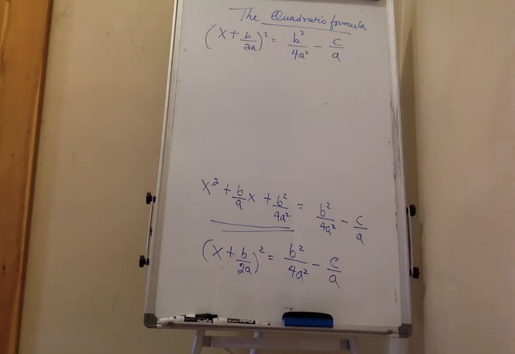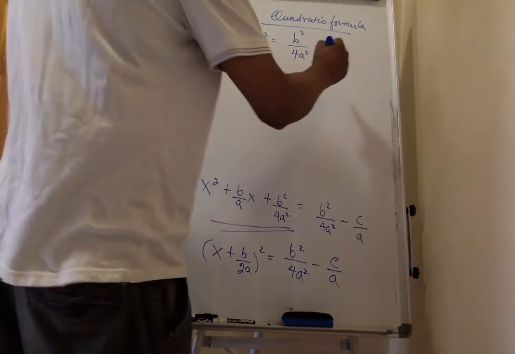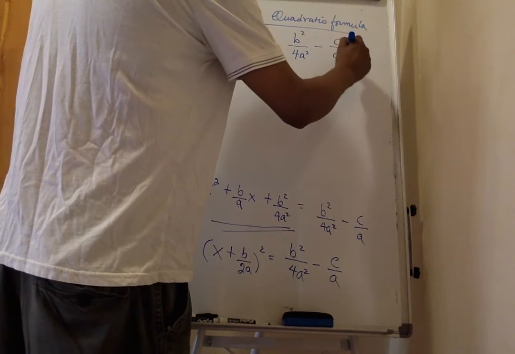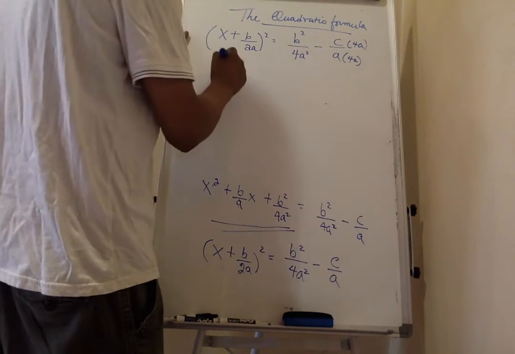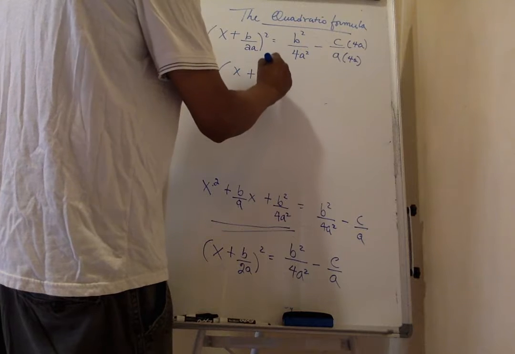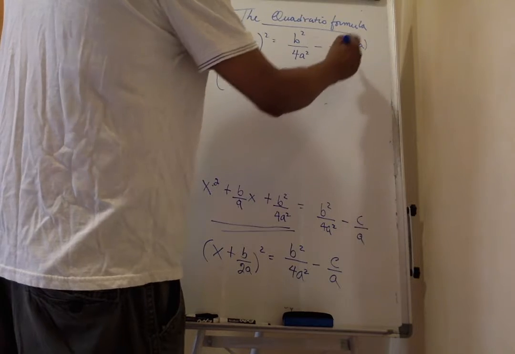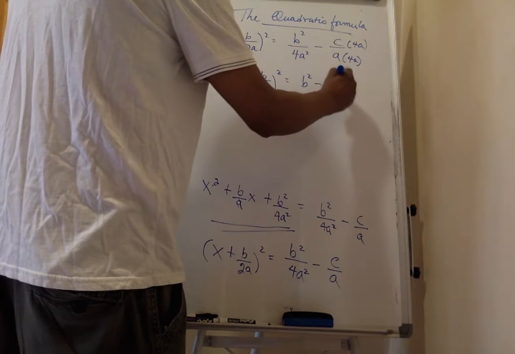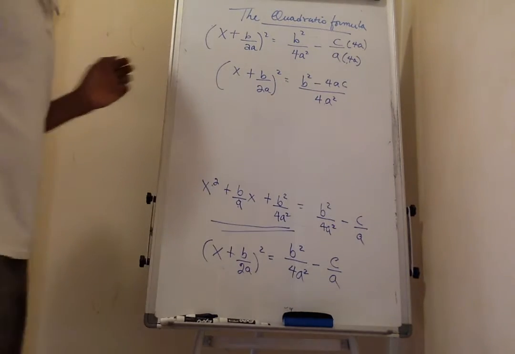Now let's find the common denominator between 4a squared and a. Between 4a squared and a, the least common denominator is 4a squared. So I need to multiply this by 4a in order to make the denominator the same. So let's see what our new equation looks like. Over 2a squared is b squared. If you multiply 4a by c, you're going to get minus 4ac, and the bottom becomes 4a squared.